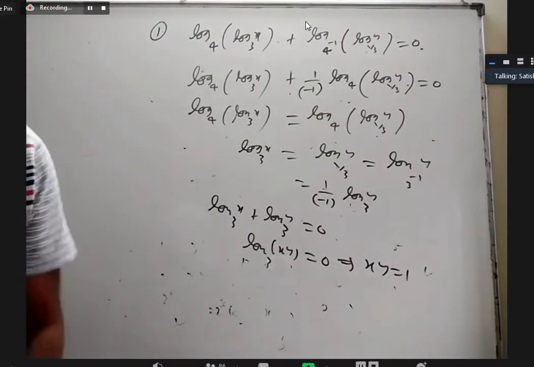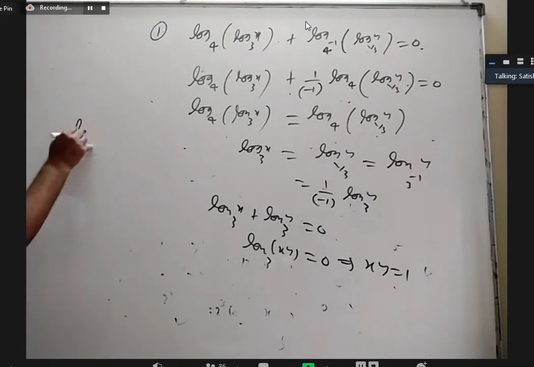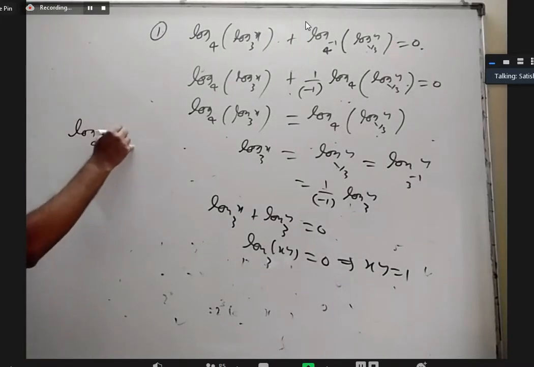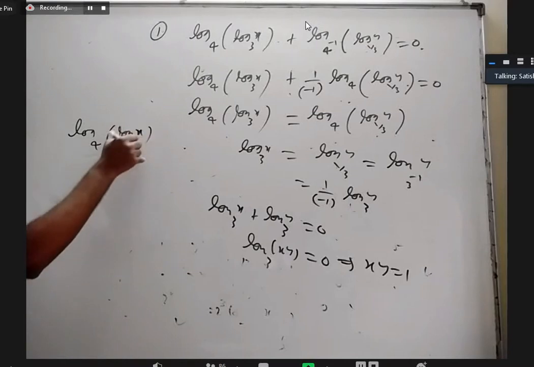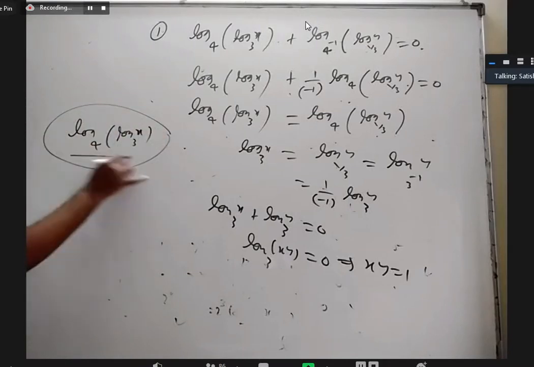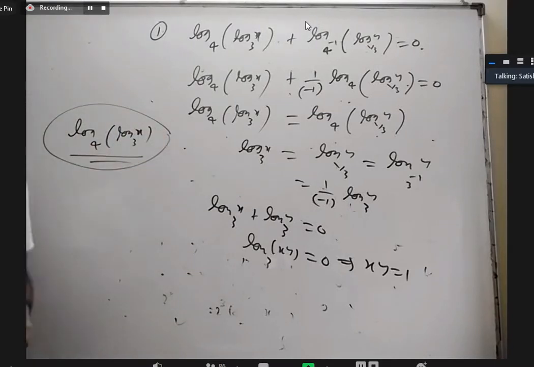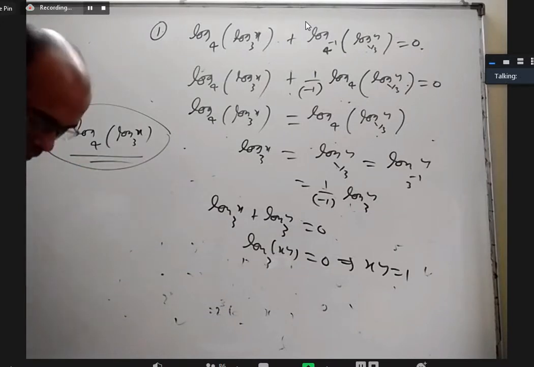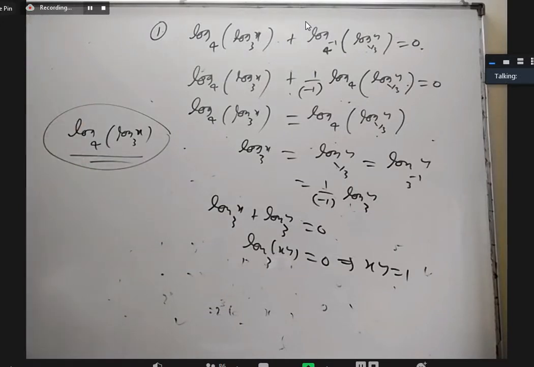Okay, let me ask some question. Let us see if somebody will answer this. Log 4 log x base 3. For this to be defined, what are the set of all x values for which this is defined? Can anybody answer? Let us see. What are the complete set of x values for which this is defined?